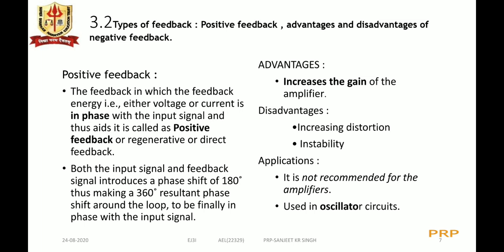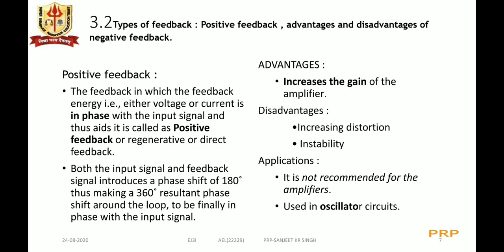So the amplifier and the feedback network introduce 180-degree phase shift each, thus making the total phase shift around the loop equal to 360 degrees. That means 0-degree phase shift, that is, the output is in phase with the input.